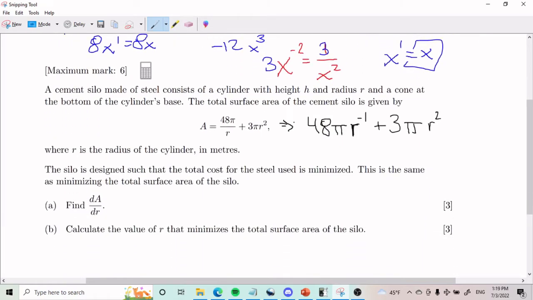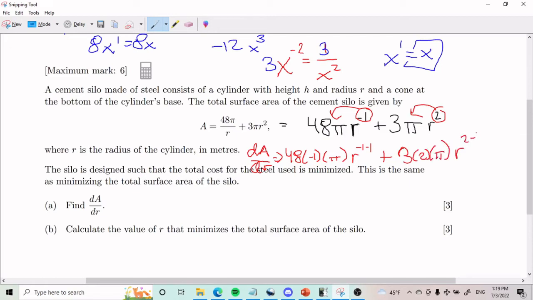So I rewrote my equation so that it looks like that, and now I will do the derivative in red. The derivative of my function A with respect to r is going to look like this. This -1 is going to multiply the 48. So I'm going to have 48 times -1 times pi, because pi is also a number, times r to the power of -1 minus 1, plus 3 times 2 times pi times r to the power of 2 minus 1. This first term is going to turn into -48 pi r to the power of -2 plus 3 times 2, 6 pi r.